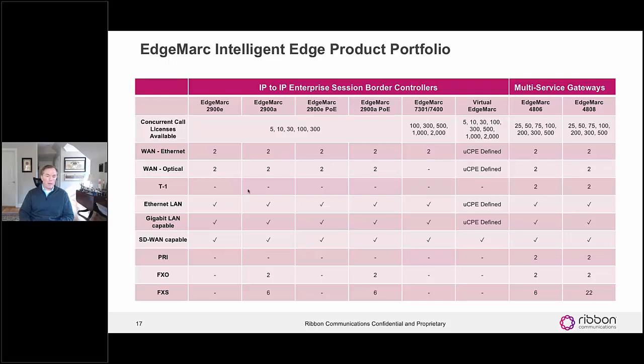All these devices have two WAN ports, which can be Ethernet or optical. They're all full gigabit throughput, which is key because as access speeds increase, you don't want to provide a service that is important to your network but throttles the speed that your customer is looking for. If you're currently providing a 500 gig connection to your customer, you want to make sure that they're getting that full 500 gig. All these devices are SD-WAN capable, and as you can see on the bottom, some have PRI, FXS, and FXO capabilities.